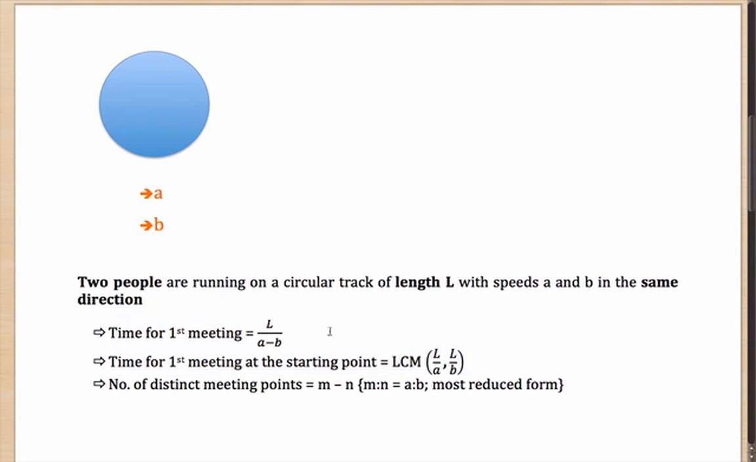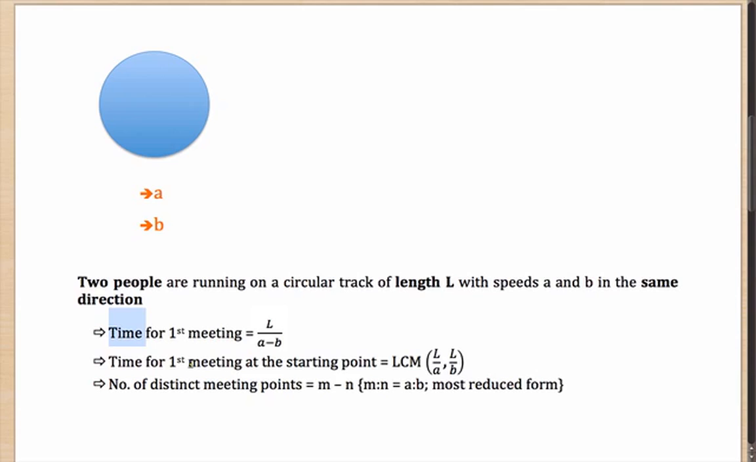For the first one, the first meeting will happen when A has covered one more round than B. Let's say if B has covered 2.2 rounds, then A must have covered 3.2 rounds. A must overtake B. So the extra distance that A would have covered till then is 1 lap, or L. The extra speed that A has over B is A minus B. Distance upon speed gives me the time for first meeting.